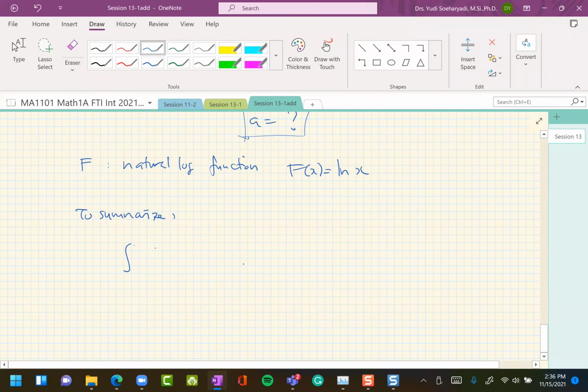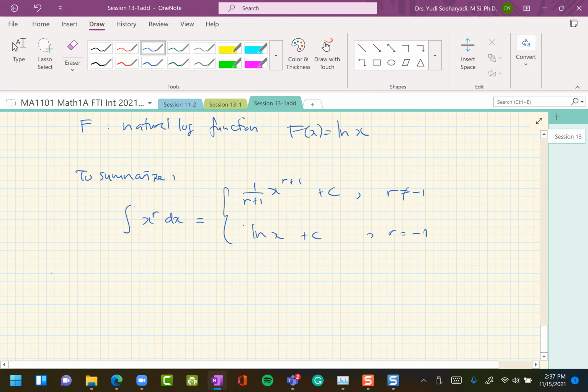Should say, okay, it's the integral of x to the r. This gave you this one. See, if r is not equal to -1. When it's -1, you get ln. Okay, and with those properties. Right, so let's do some more examples.